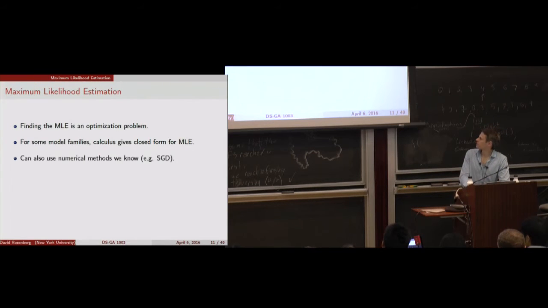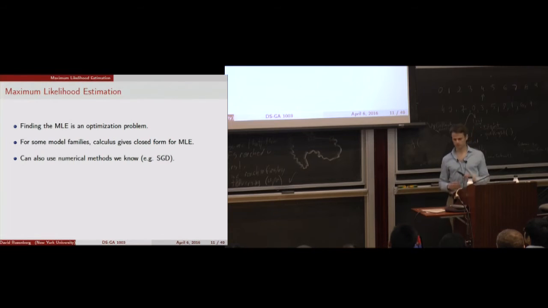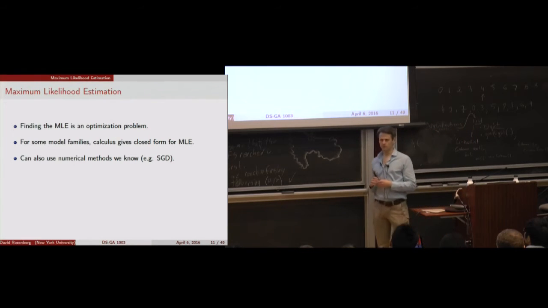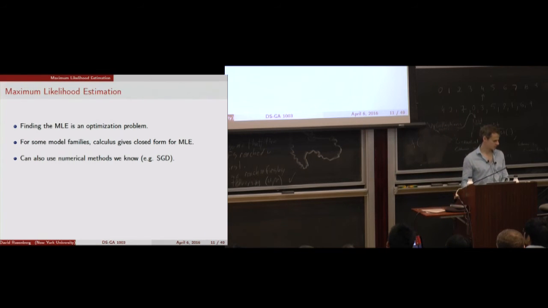And sometimes we can find a closed form solution, like for maximum likelihood with Gaussian distributions, you can just use calculus to find the maximum likelihood estimates. Or sometimes you need to use numerical methods, like stochastic gradient descent or Newton's method, gradient descent, lots of choices. In a couple more lectures, we'll talk about the EM algorithm, which is another method to try to get to the maximum likelihood in more complicated situations.